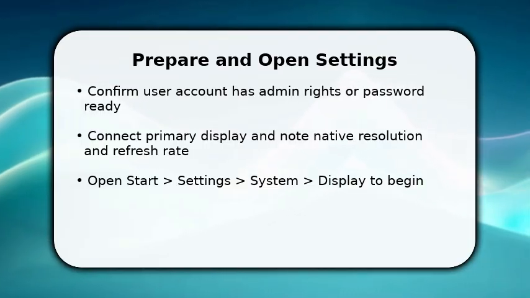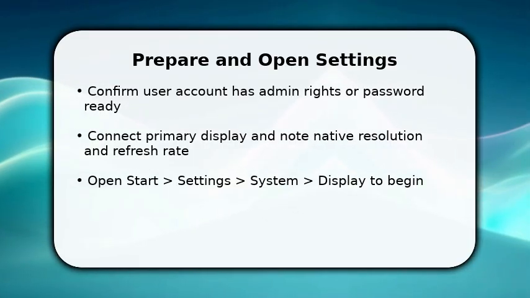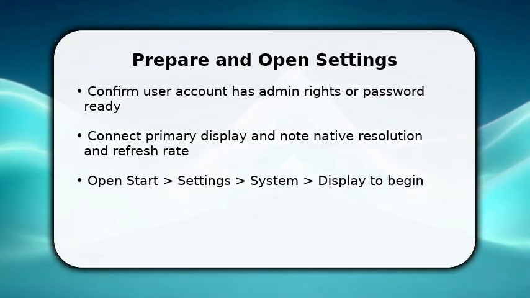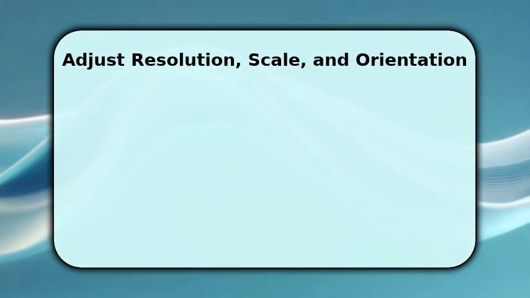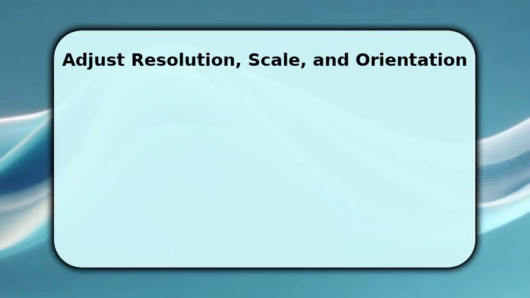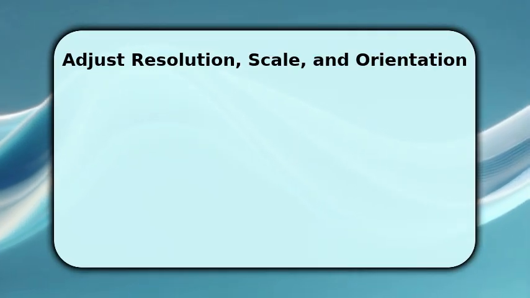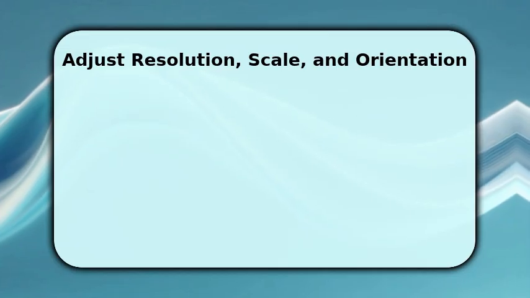Pause to check the cable type, HDMI or DisplayPort, because that affects available refresh rates and resolutions. Proceed when the display panel is visible. You'll now set the resolution and scale to get clarity and correct UI size. First, pick the display you're configuring, then choose the native resolution.